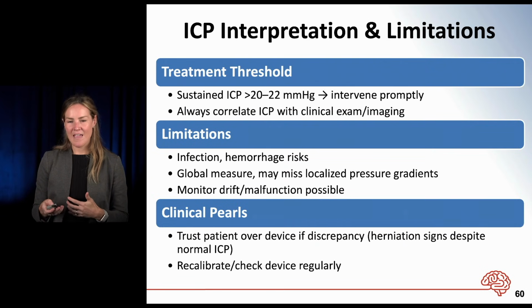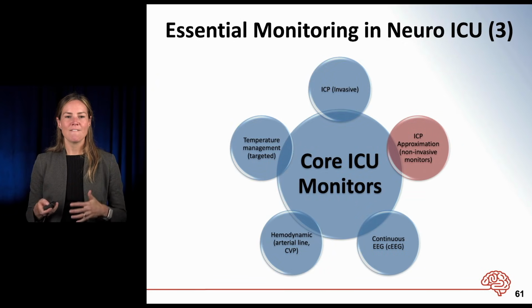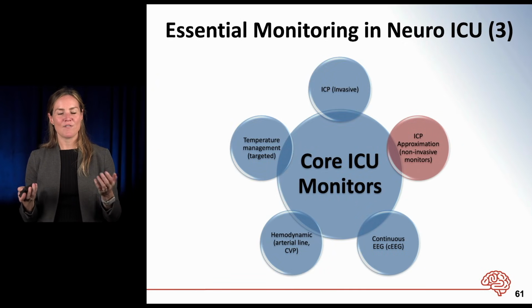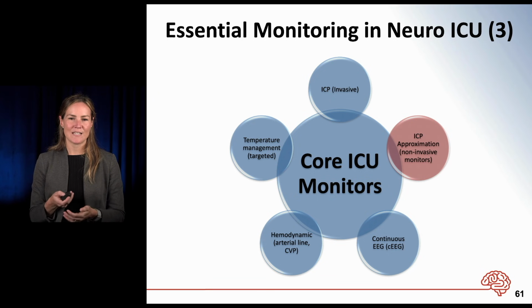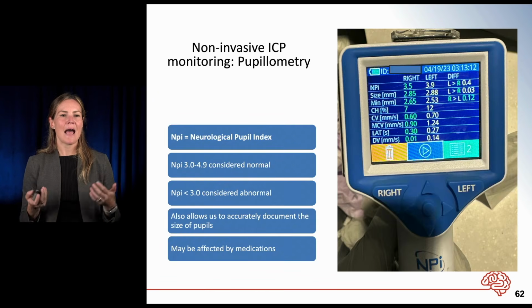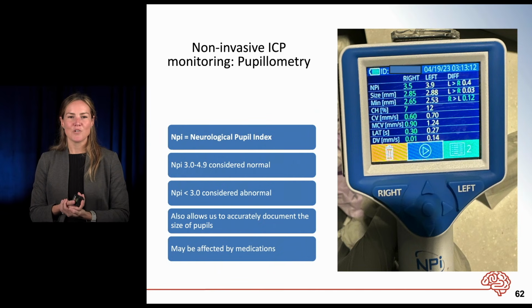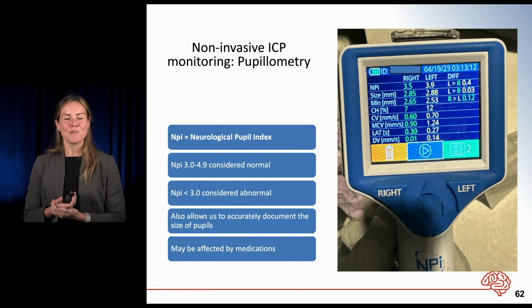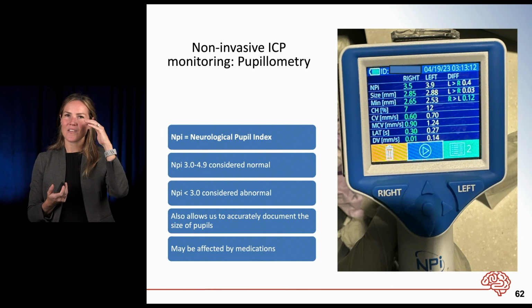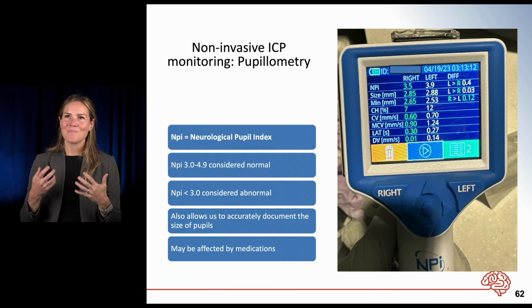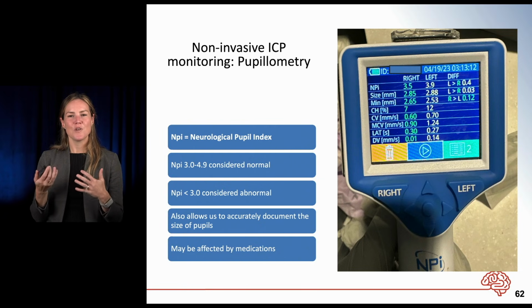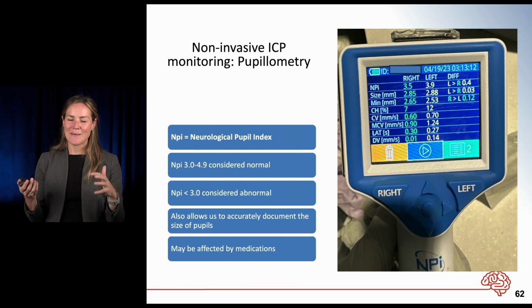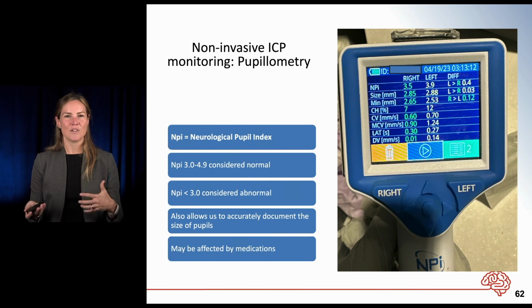Now, if you do not have an invasive monitor, fear not. There are non-invasive ways for us to approximate what's going on in the ICP, my favorite of which is pupillometry. Pupillometry is a way that we measure how quickly responsive the pupil is. And remember that the circuits that control the pupil are sitting in the midbrain, and they are really at risk for compression. So if your pupil is sluggish and becoming dilated, that's a really important marker of increased ICP, and this is an objective way to measure that.